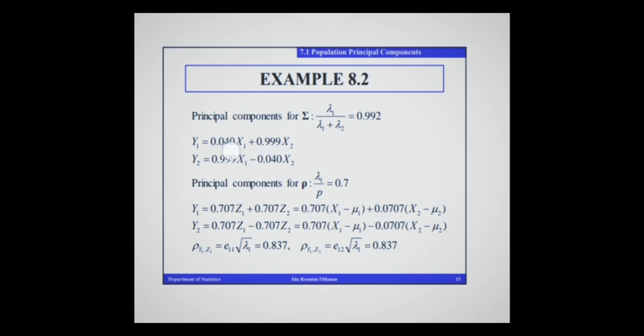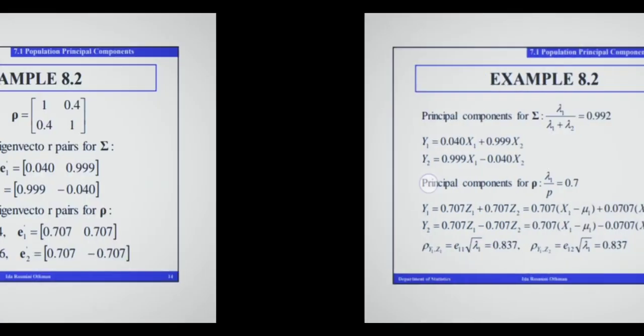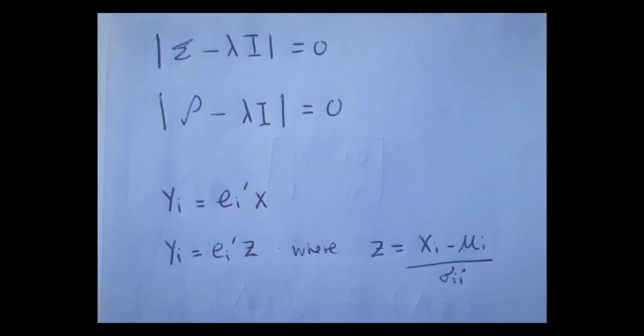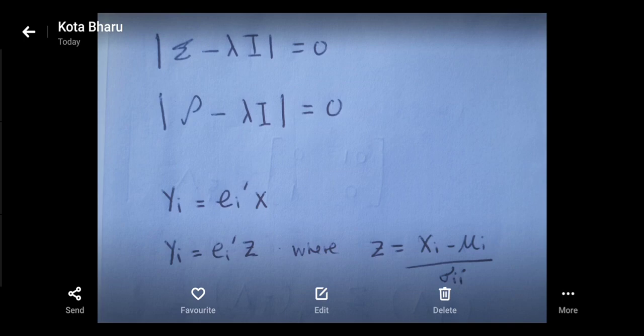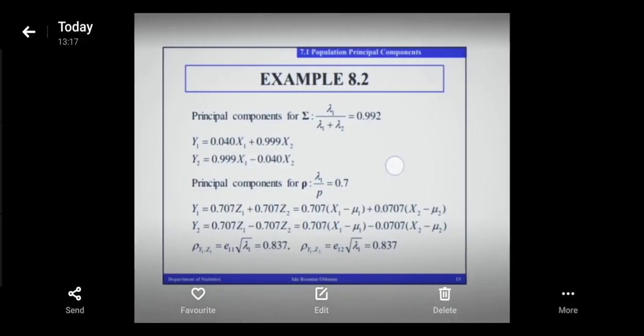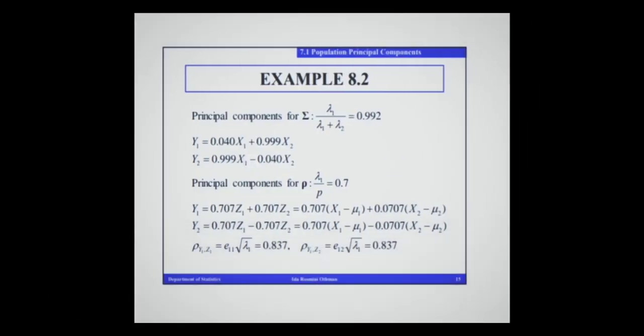Okay, let's say I want to explain about this. This is y1, this is y2, which is the principal component using this formula. Using this formula from before. Okay, this one, right? Using this formula and this formula. We will use this formula when we have the big sigma. We will use this formula when we have rho, the matrix rho.